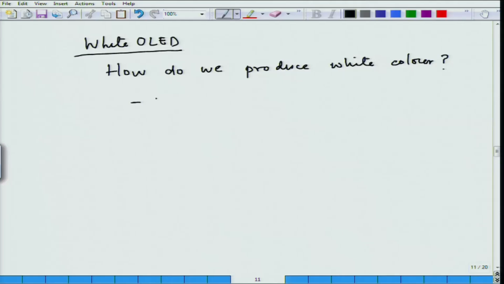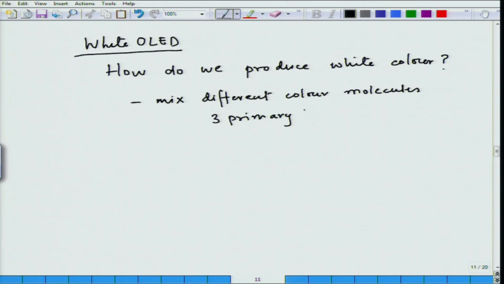There are various ways to do that, and the first one is to mix different color molecules. We know that if we take 3 primary colors, then that gives a broad enough spectrum to give a white emission. I can even take 2 complementary colors to also get white emission.